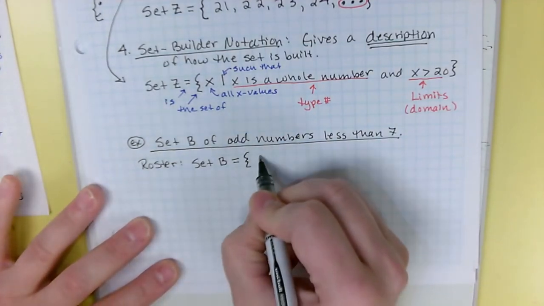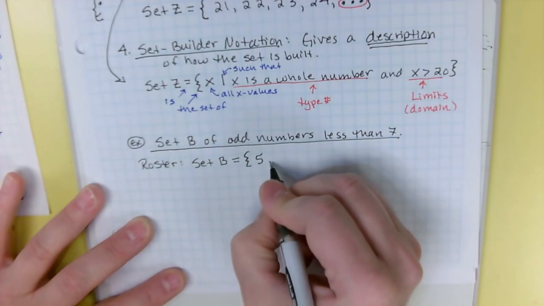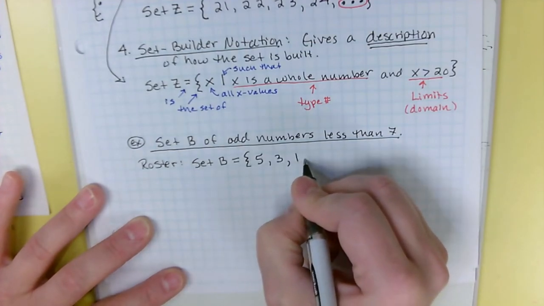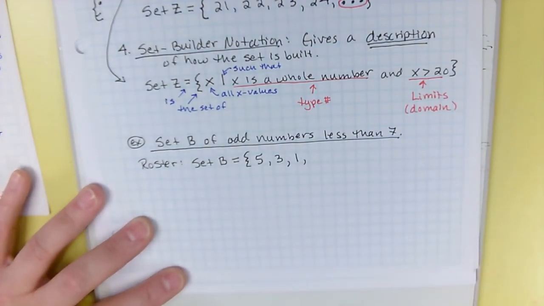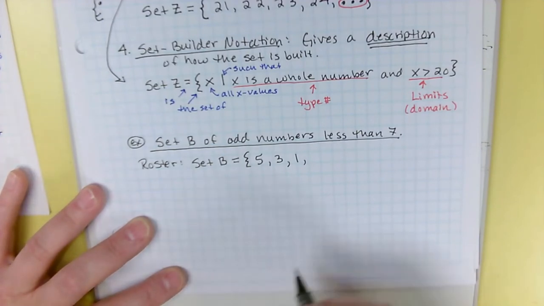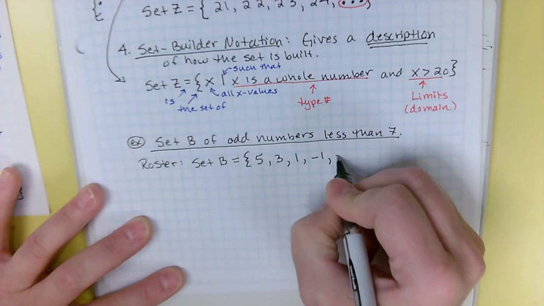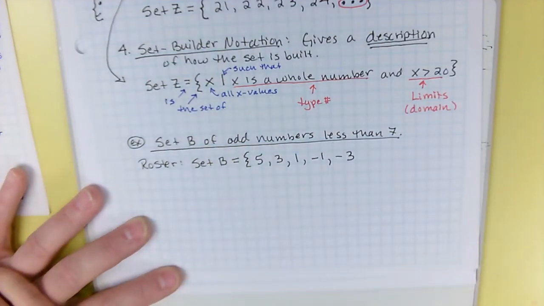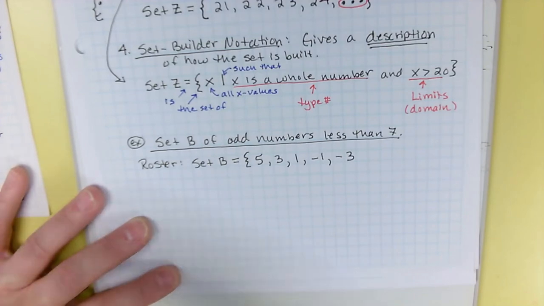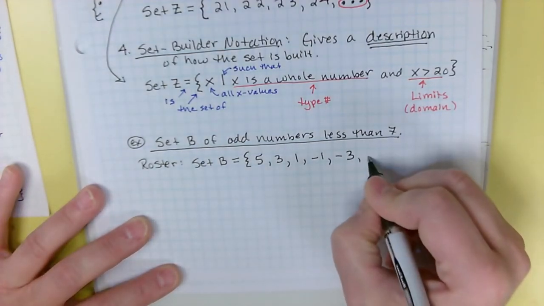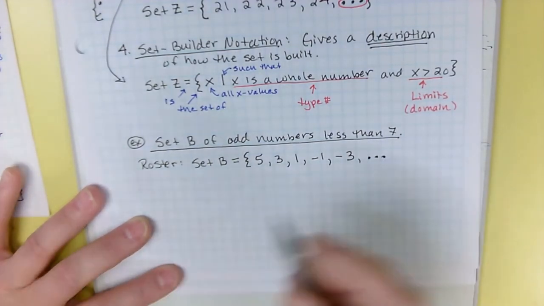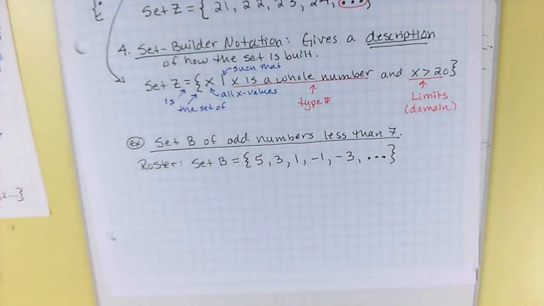So we start with 5, that's less than 7. Then we go 3, then we go 1. 0 is not considered an odd number or an even number. 0 is just 0. So we're going to skip that. -1, -3. And by then, the person who's looking at this is going to know, hey, these are odd numbers, both positive and negative. So you end with a comma, ... The pattern continues, finish with a brace.